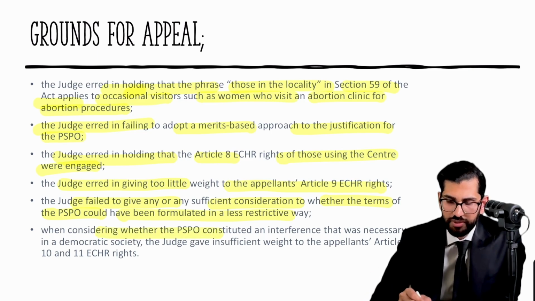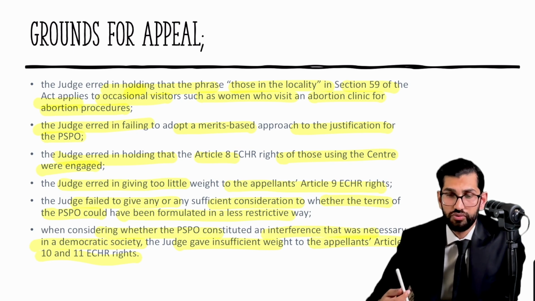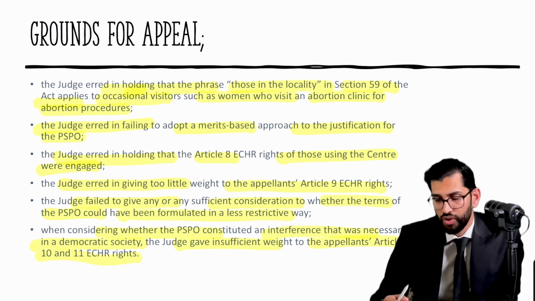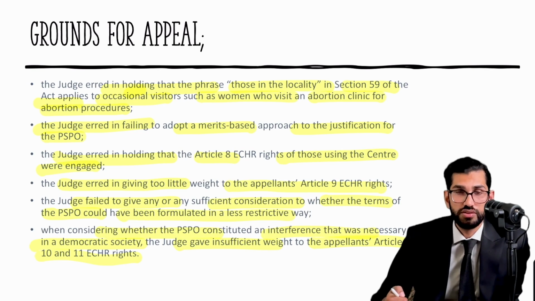When considering whether the PESPO constituted an interference that was necessary in a democratic society, the judge gave insufficient weight to the appellant's rights under Articles 10 and 11, which is the right to assembly and freedom of expression and religion. So ये कुछ ग्राउंड्स थे जिनके ऊपर कोर्ट ऑफ अपील के अंदर ये लोग आए.